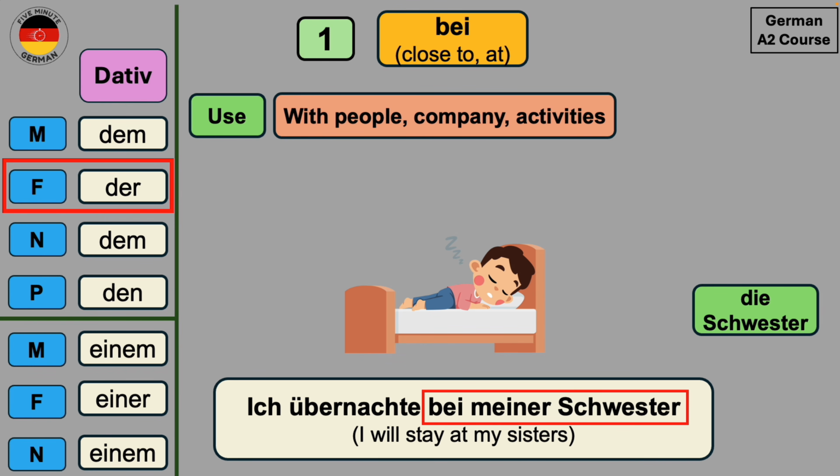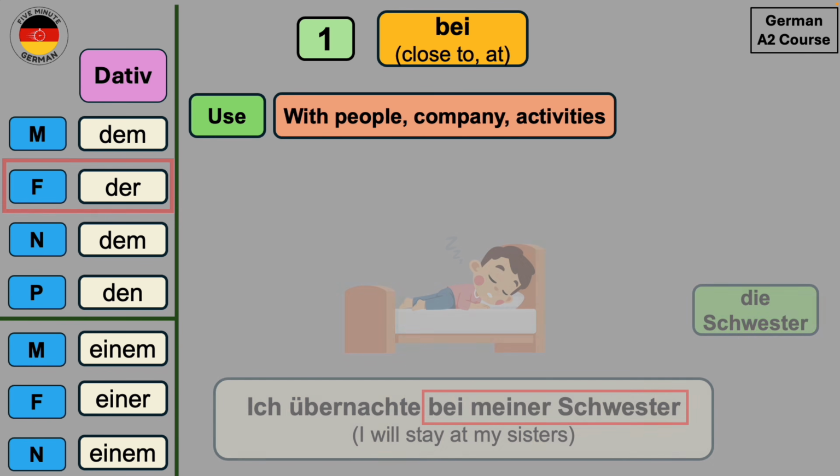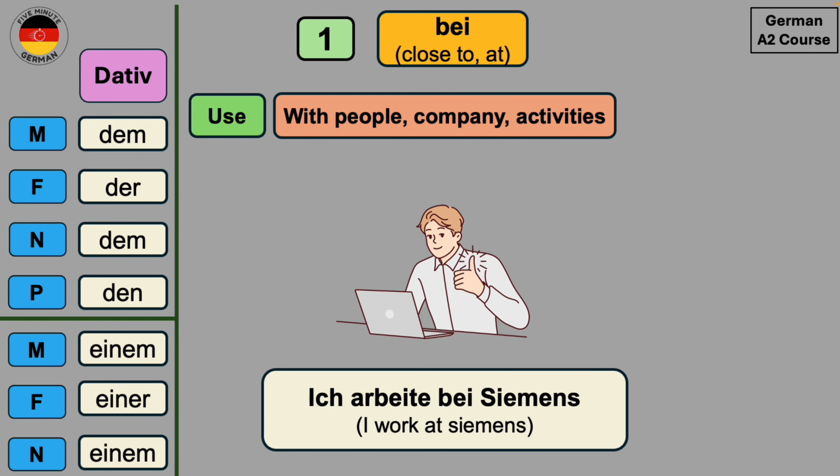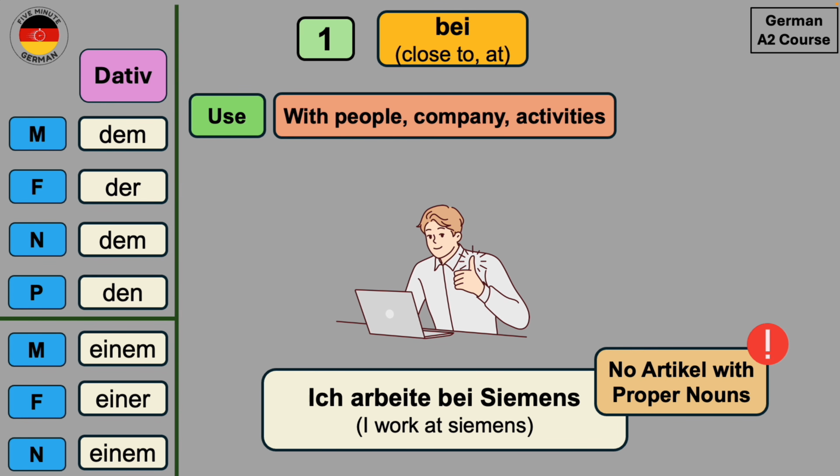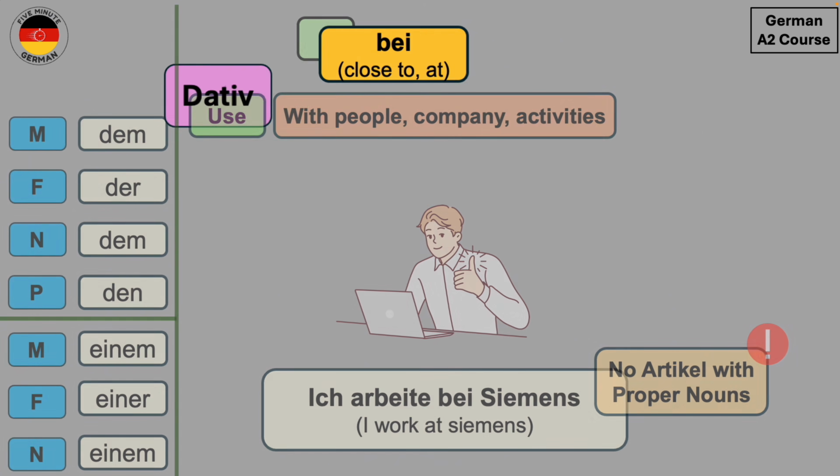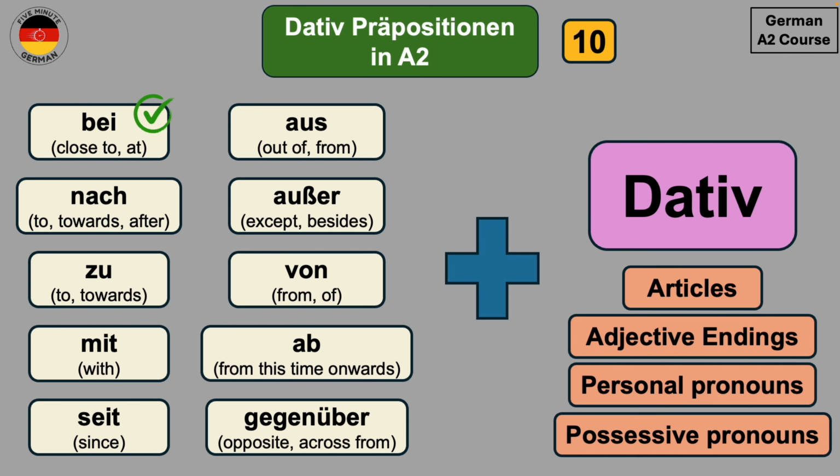Now if I want to tell where I work, then I will also use bei. So suppose I work at Siemens, then I will say Ich arbeite bei Siemens, which is the name of a company. However, you see over here that when we use proper nouns, which are names, then we don't use any article. We just say Ich arbeite bei Siemens. So this is how you use the preposition bei.